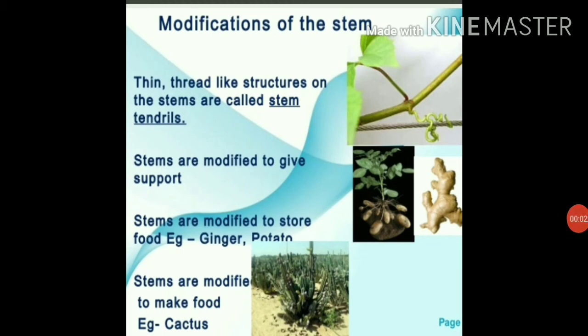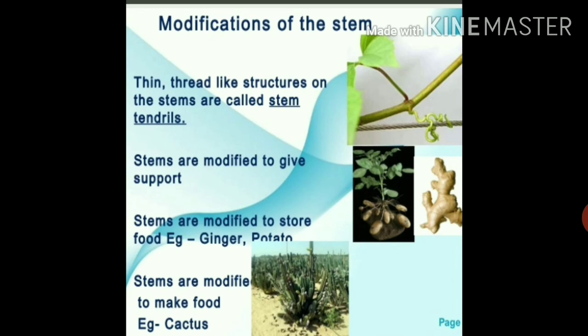Stems are modified to give support. For support, stems of some climbers like grapes are modified to form tendrils. Picture of tendril you can see in the figure also. It is given on the screen. These help the climber plants, which have weak stems, attach themselves to others for support.